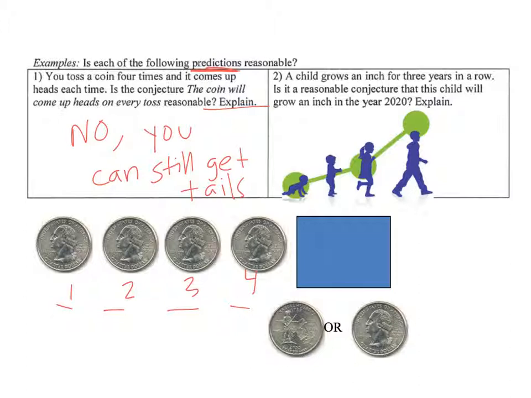Number 2, a child grows an inch for 3 years in a row. Is it a reasonable conjecture that this child will grow an inch in the year 2020? No, because after a while, kids stop growing. So you don't always grow an inch.